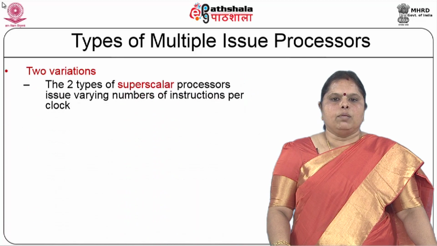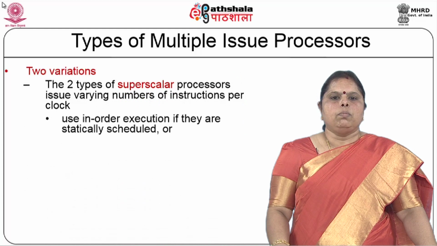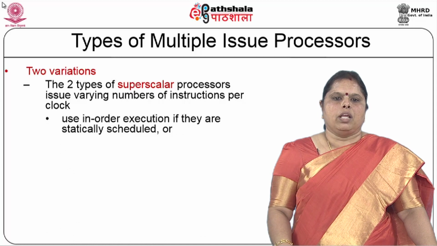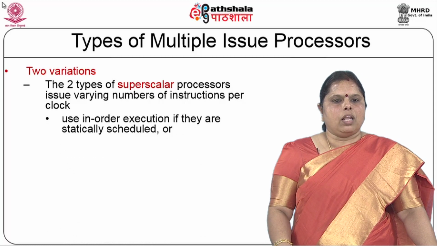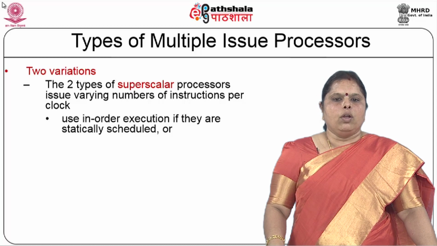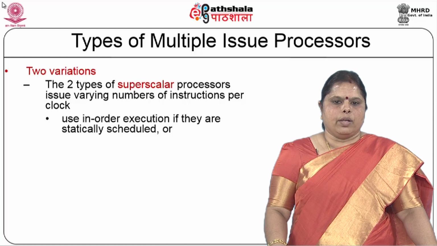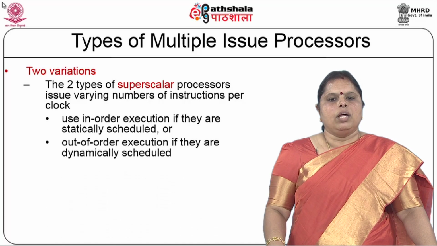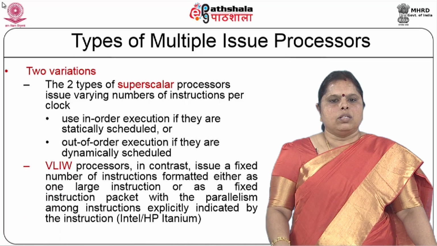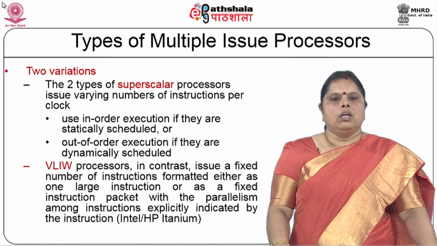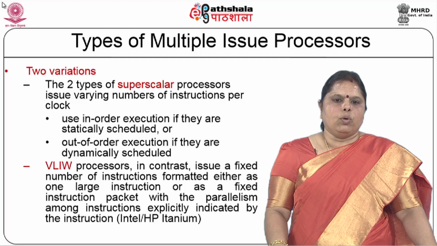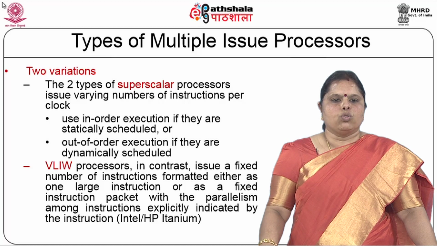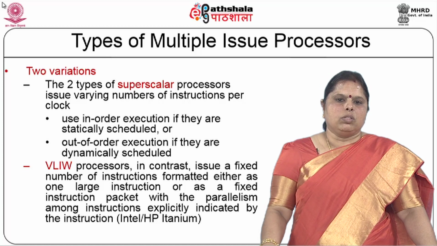Now, what are the different types of multiple issue processors? Multiple issue processors basically come in 2 flavors. One is a superscalar processor, which may use in order execution, which is a statically scheduled processor, or it can use out of order execution, which is called a dynamically scheduled processor. So, that is one form of multiple issue processor, where it can either be a statically scheduled superscalar, or a dynamically scheduled superscalar. We will discuss details about this as we proceed.